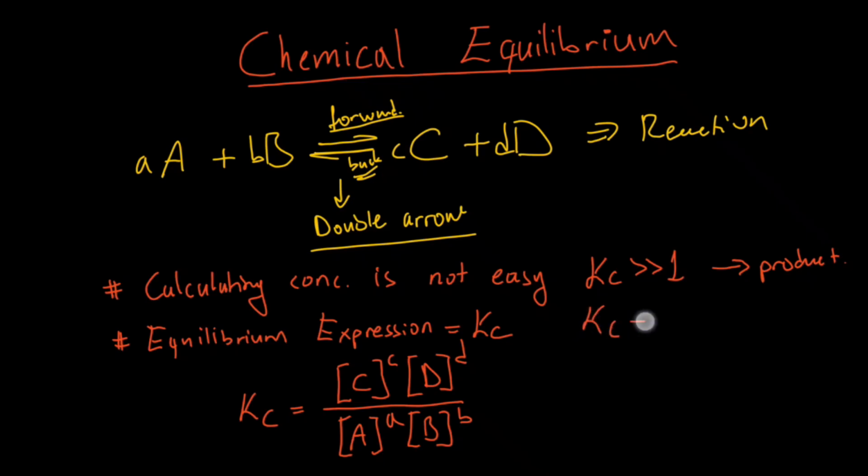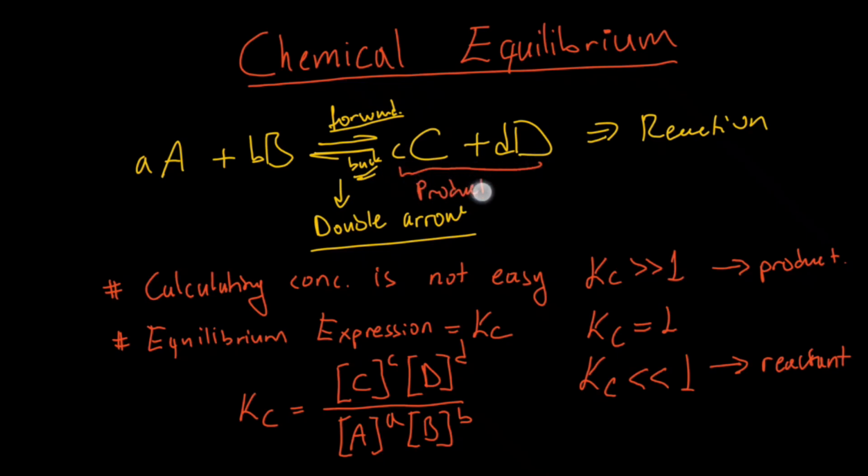If Kc equals 1, it means that the reaction is at equilibrium. And if Kc is smaller than 1, then the denominator is bigger, which means that the reaction goes to the reactant side. So these are the products, right? And these are the reactants.